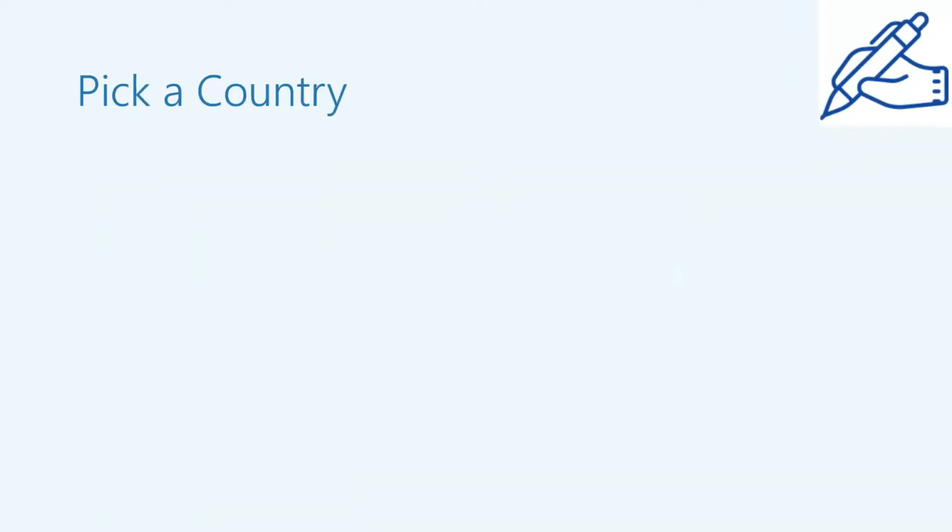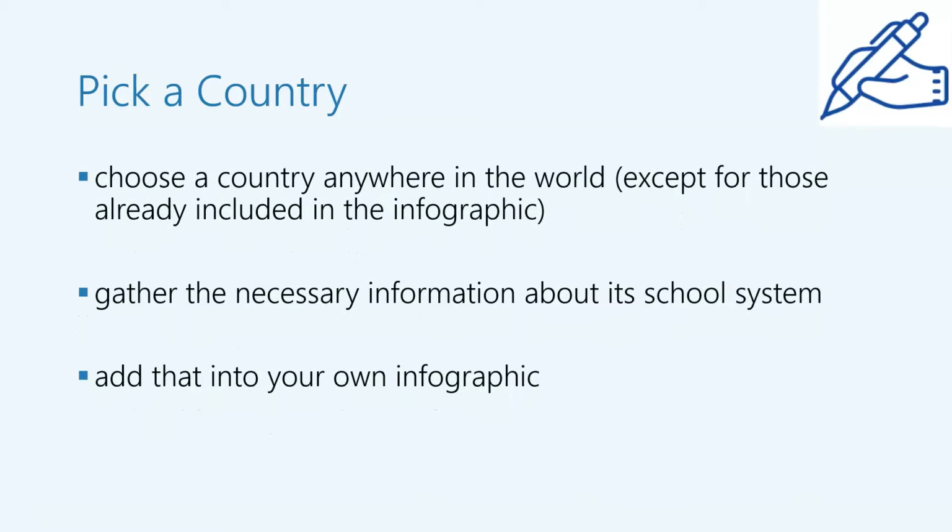And now it is time to spin the globe. Choose a country anywhere in the world, except for those already included in the infographic. Gather the necessary information about its school system and add it to your own infographic. So, you did it for Croatia. Now let's do it for one more country somewhere in the world. Pause the video and do the task.